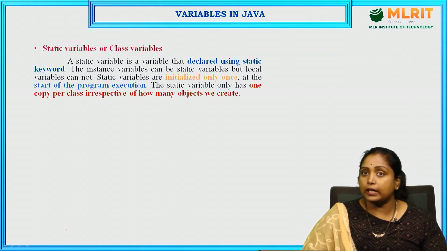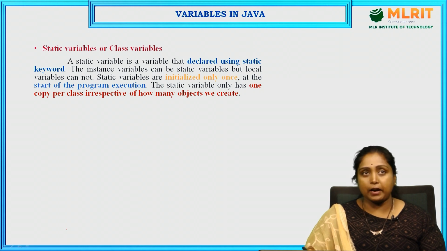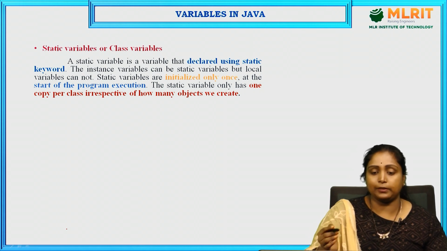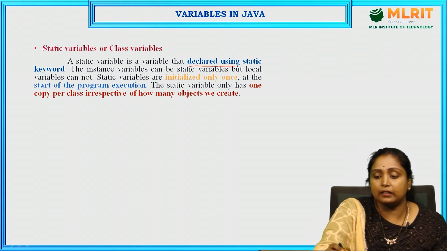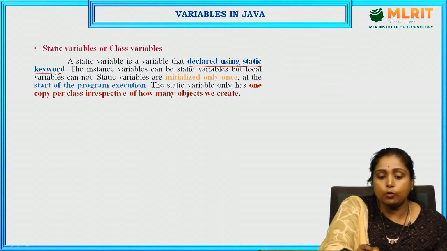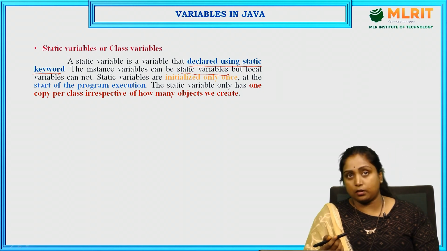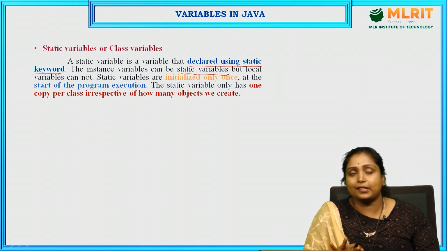So later on we are going to discuss in the further classes what is a static variable and how you use a keyword called static. So it's a rough idea of static variables or class variables. We will declare a static variable using the static keyword which I mentioned here. Now the instance variables, which are the global variables you declare, could be a static variable. So you can declare the static variable there.